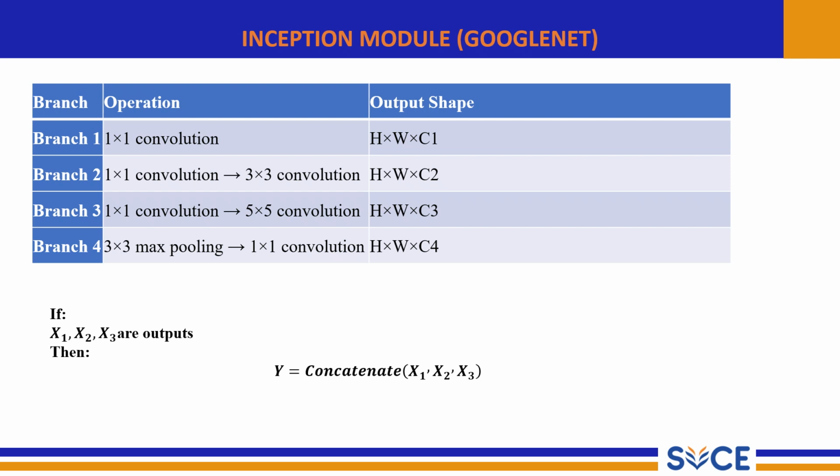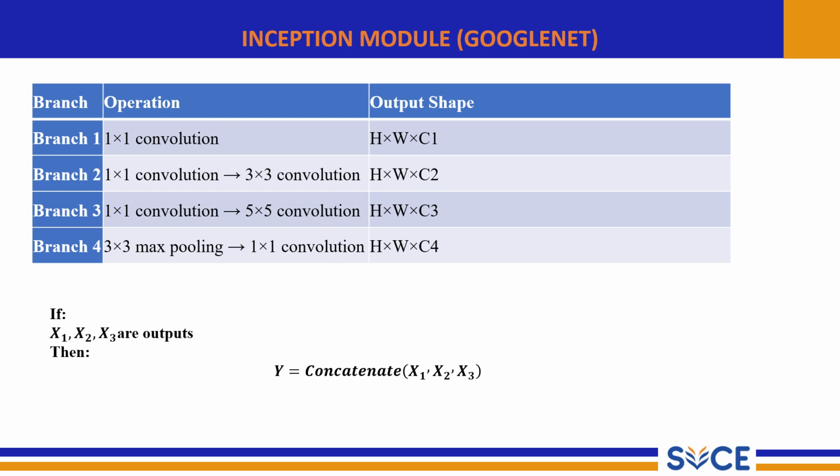So let's look at the parallel branches. Branch 1 applies a simple 1 by 1 convolution. Branch 2 uses a 1 by 1 convolution followed by a 3 by 3 convolution. Branch 3 applies a 1 by 1 convolution followed by a 5 by 5 convolution. And branch 4 performs 3 by 3 max pooling followed by a 1 by 1 convolution. The outputs from all these branches are then concatenated depth-wise to form a rich and diverse feature representation.